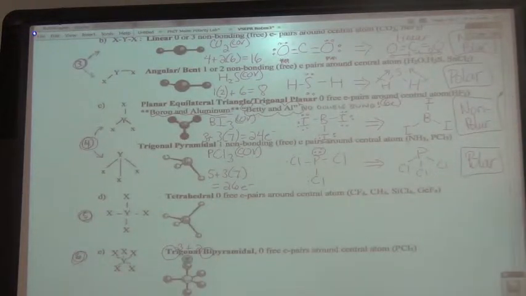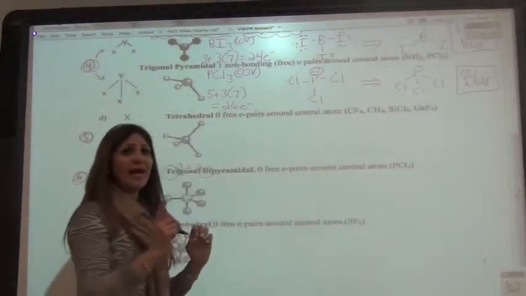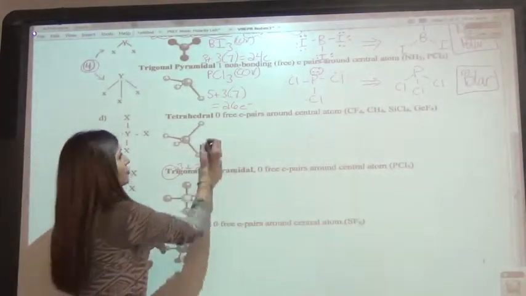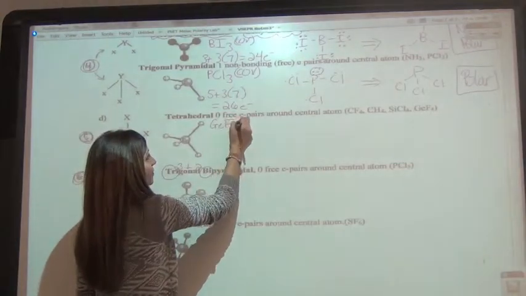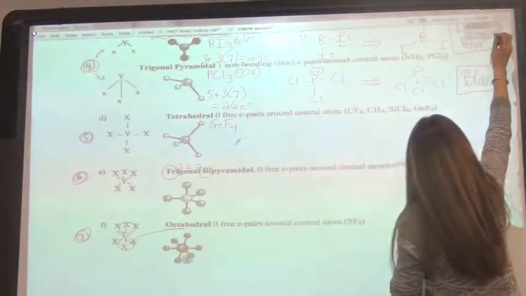Okay. The last 3 are pretty fast. The only thing is I wanted to do 1 ionic one. So let's do GeF4 next. Okay? Germanium is a metalloid, so I do have to do the calculation for it.